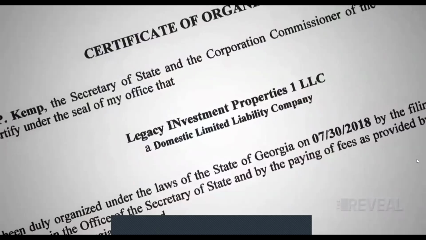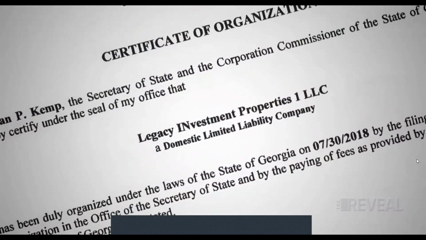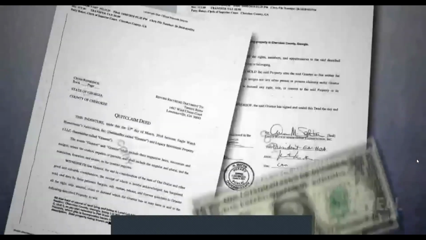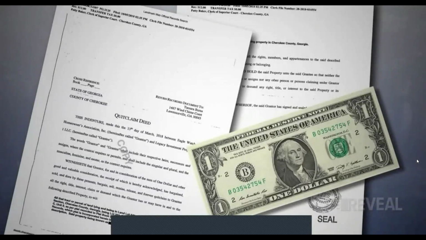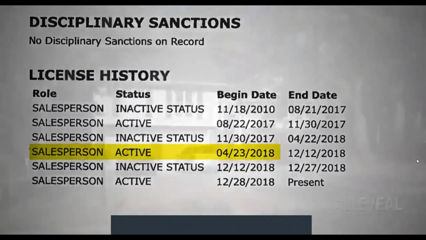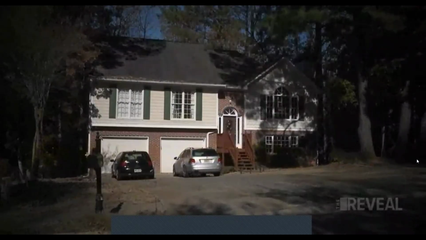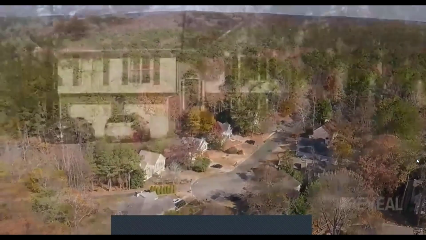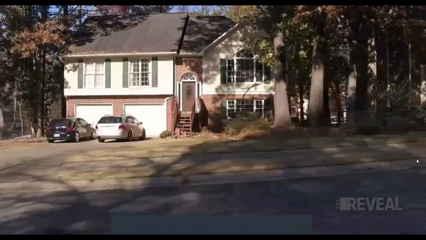According to public documents, Legacy Investment Properties, a company that didn't legally exist at the time, bought the house for $1 and a portion of the profits. The woman behind the LLC then reactivated her real estate license and sold the home to a new family. I've never heard a story like that before. Well, the HOA and law firm recouped their money, and the LLC likely made some.